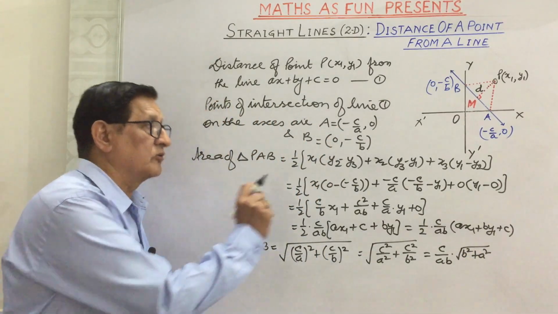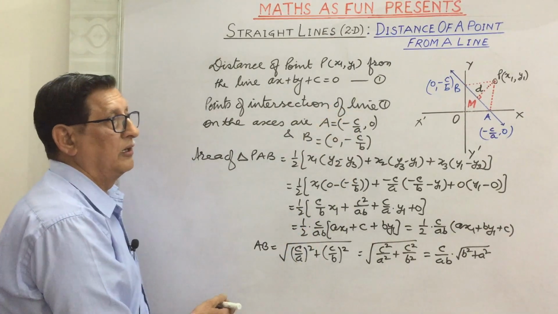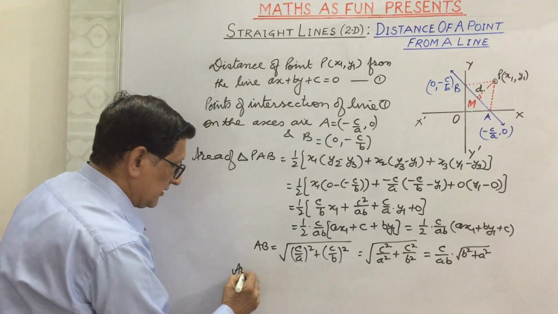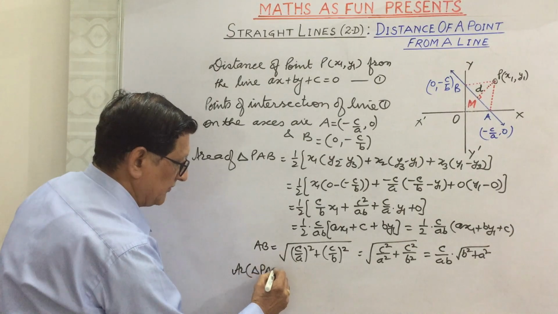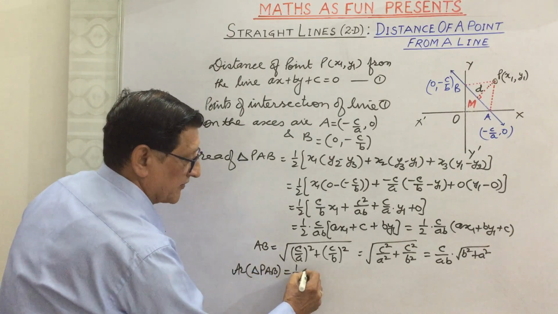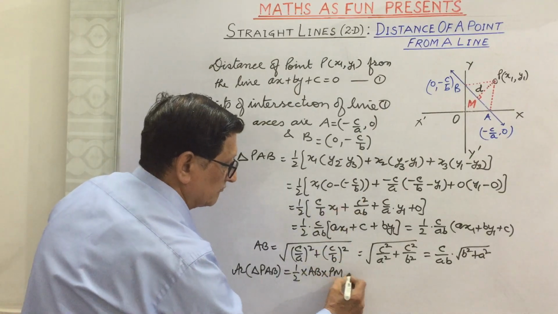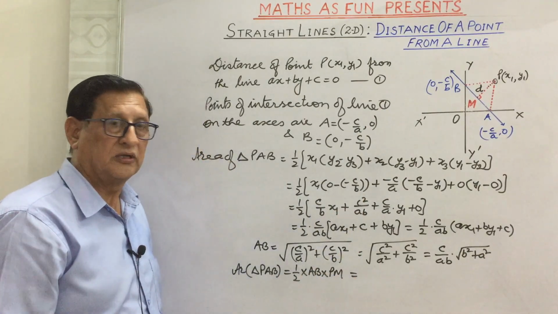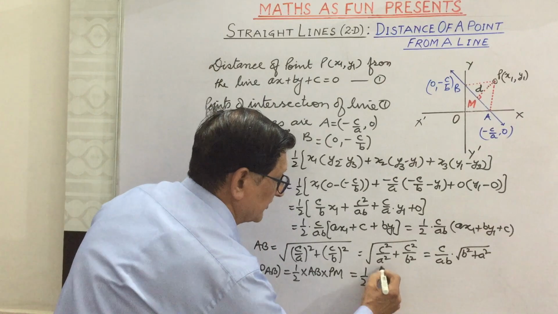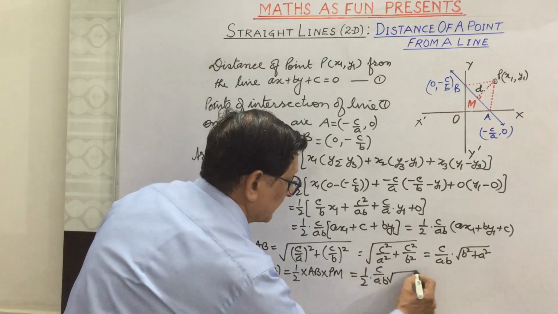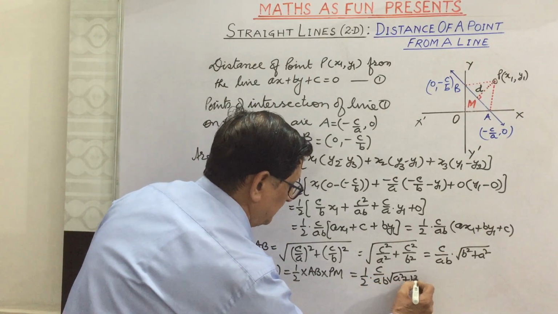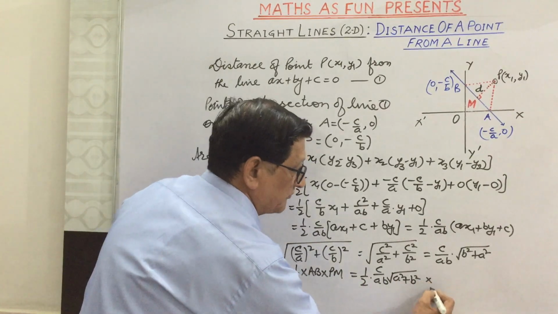And now we can find out the area of the triangle PAB. Area of triangle PAB equal to half into base, that is AB, into height, that is PM, that is altitude. This is equal to half into C upon AB into root of A square plus B square into PM. PM is D.